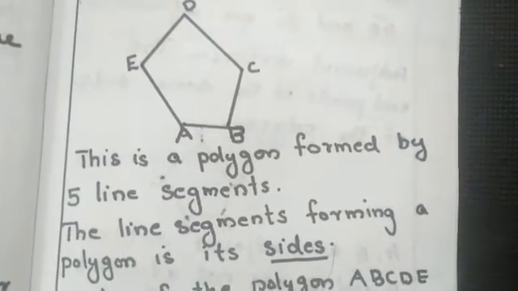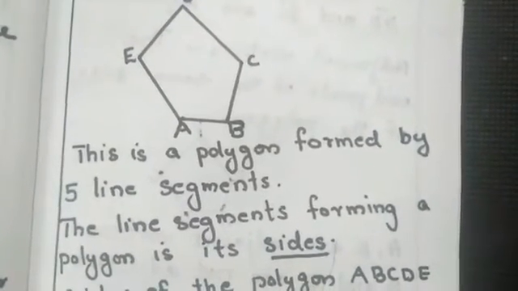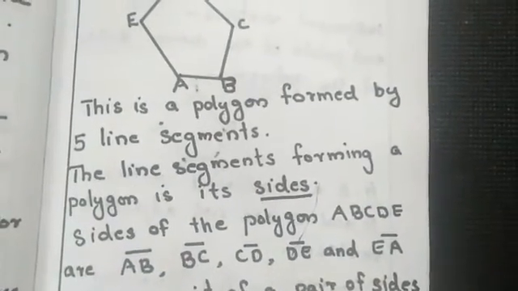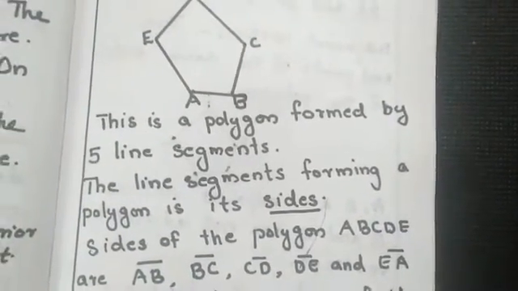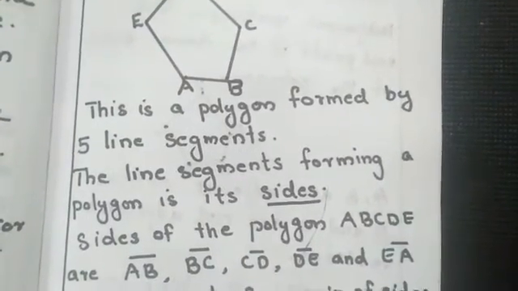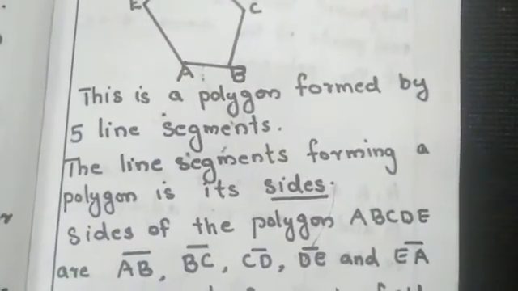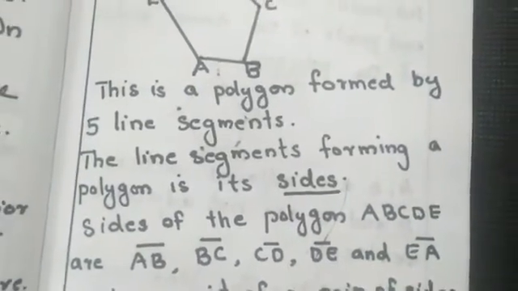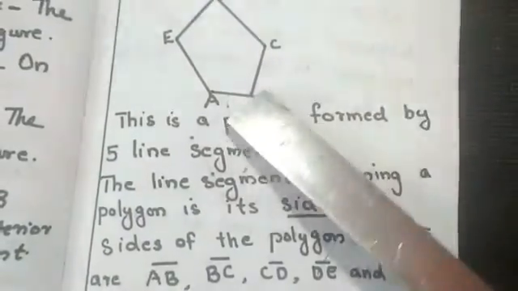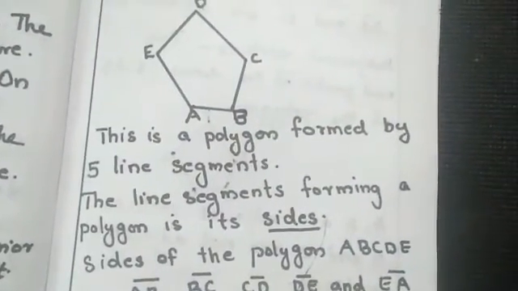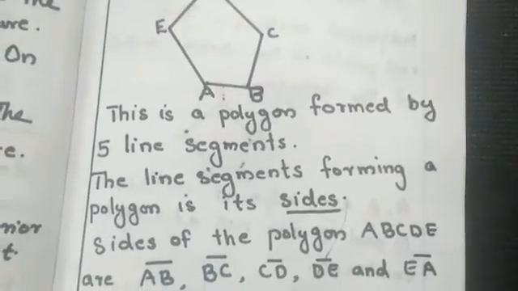So, how many sides are here? 5 sides. Which are they? The sides of the polygon ABCDE. The name of the polygon is ABCDE. The sides are AB, BC, CD, DE and EA.